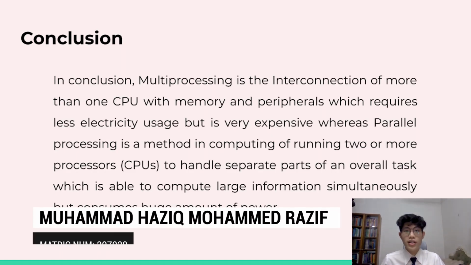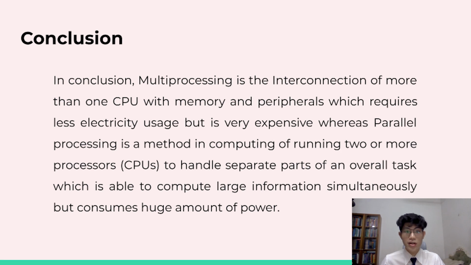In conclusion, multiprocessing is the interconnection of more than one CPU with memory and peripherals, which requires less electricity usage. But it's very expensive, whereas parallel processing is a method in computing of running two or more processors or CPUs to handle separate parts of an overall task, which is able to compute large information simultaneously but consumes a huge amount of power.